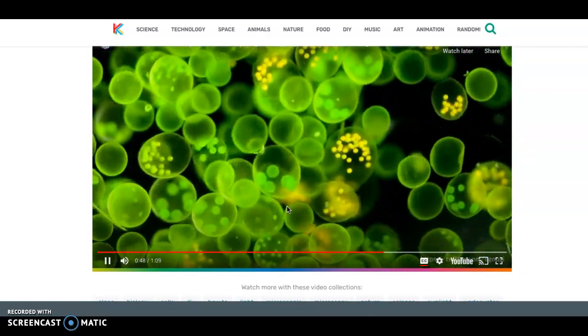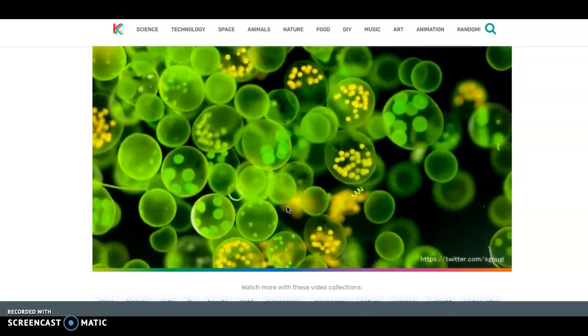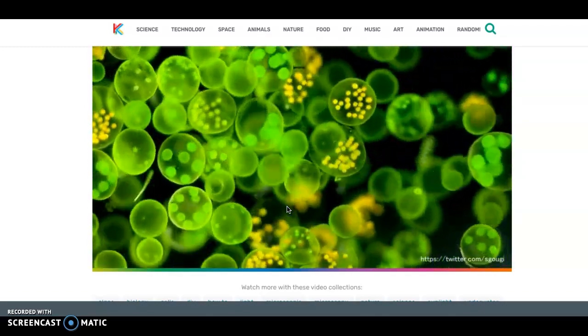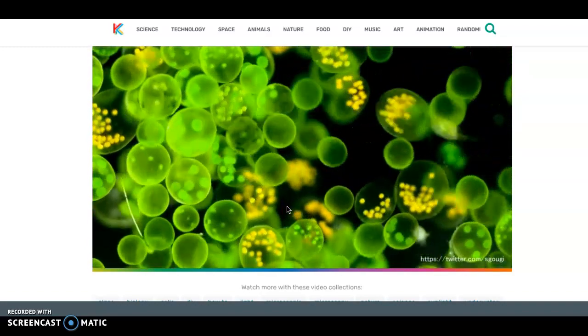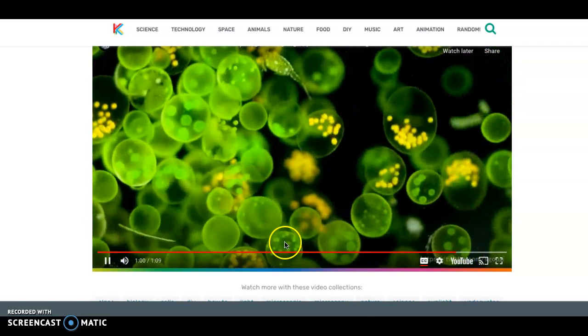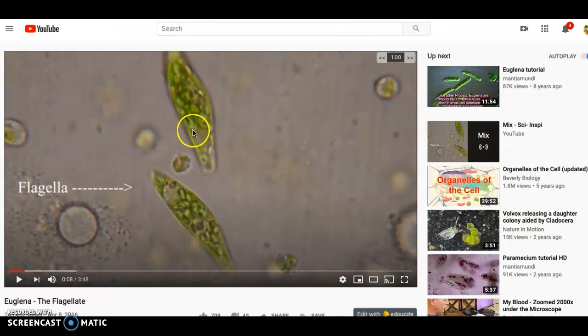These things grab sunlight and they do photosynthesis like plants do, releasing oxygen into the atmosphere for you to breathe. And in the meantime, they make sugar, and they are kind of the base of the food chain. So a lot of smaller animal-like things eat these. The next one I'm going to show you is actually another type of algae, but this one is also animal-like.